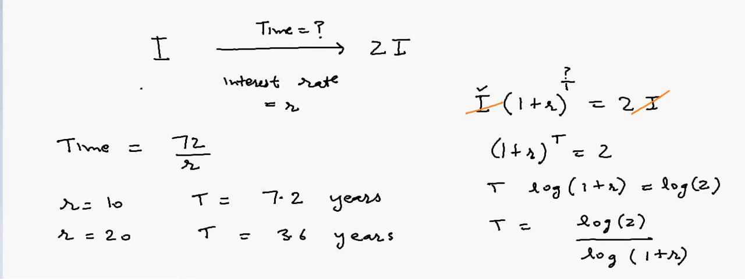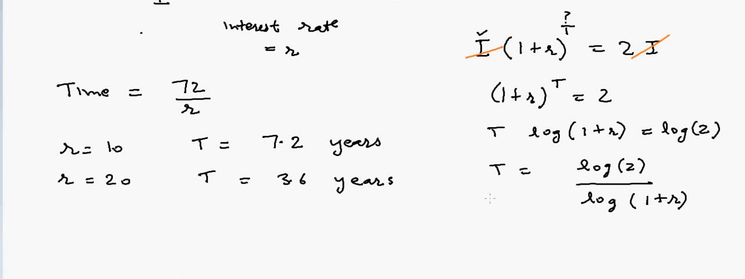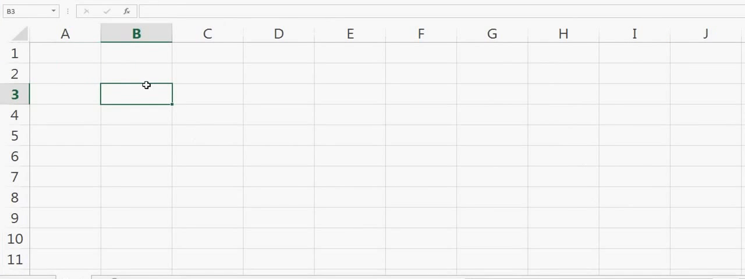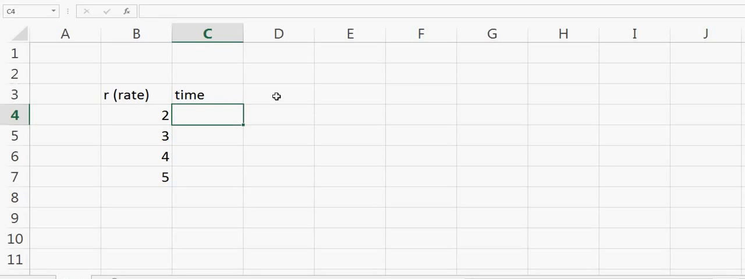Now if I go to Excel and try to solve this equation, suppose we have r, and we start with 2, 3, 4, 5, so this is the rate of interest. And then we have time, so time should be equal to, as we calculated before, log of 2 divided by log of 1 plus r divided by 100, because this is in percentage. So it says 35 years.